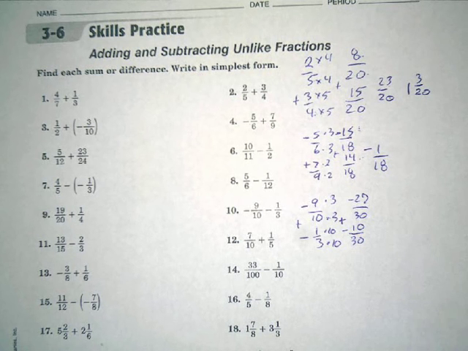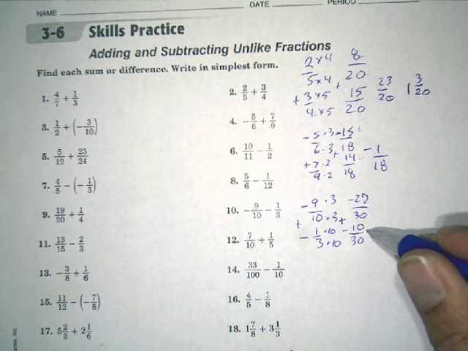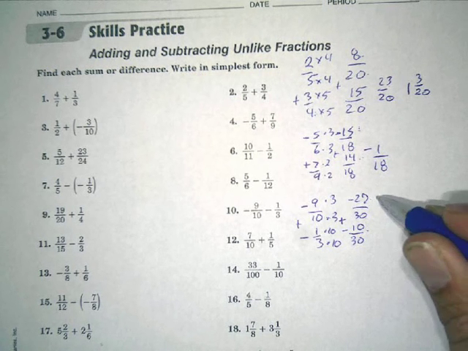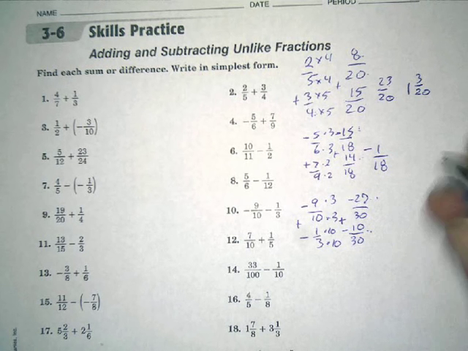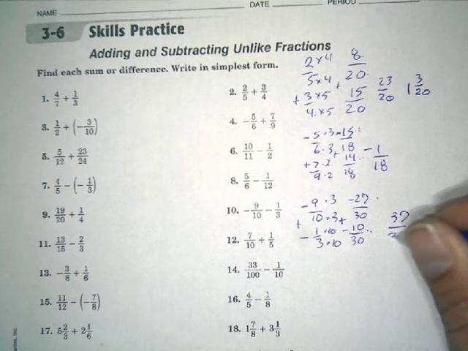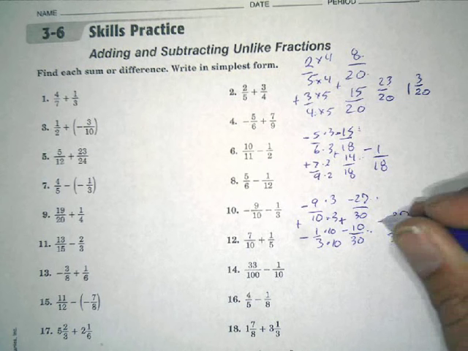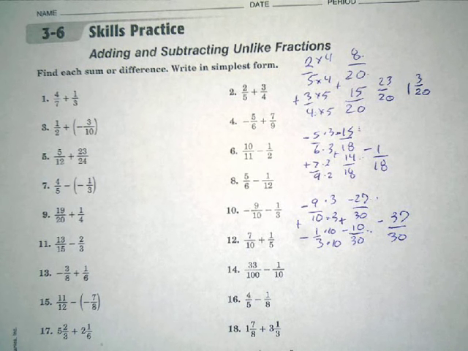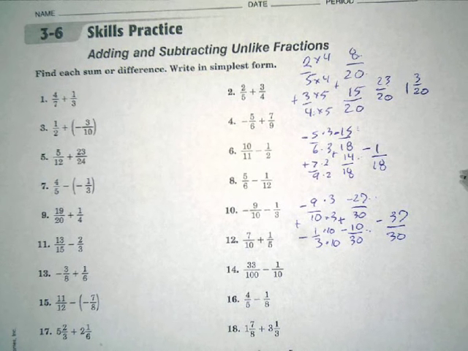In this case, our signs are the same, so we add. 27 plus 10 is 37 over 30, and since they were both negative, we'll put our negative sign in. To change this to an improper mixed number, 30 goes into 37 one time, with 7 left over. Bottom stays 30, bring over our sign.